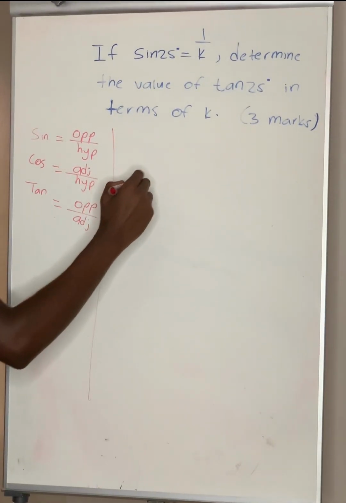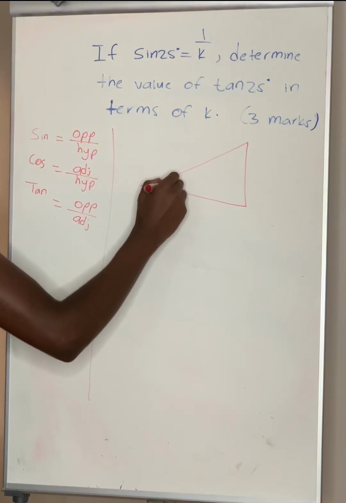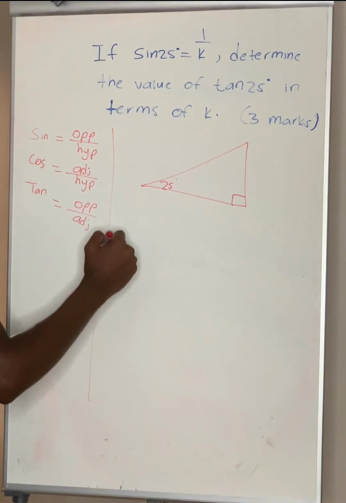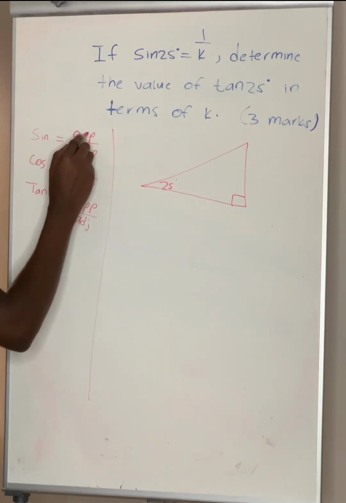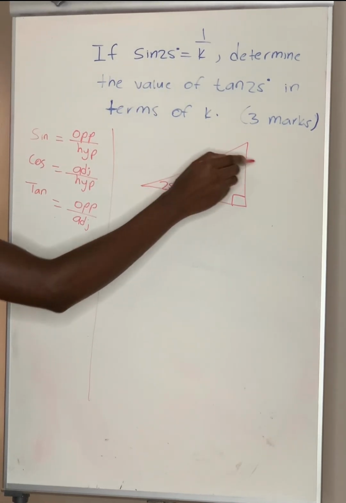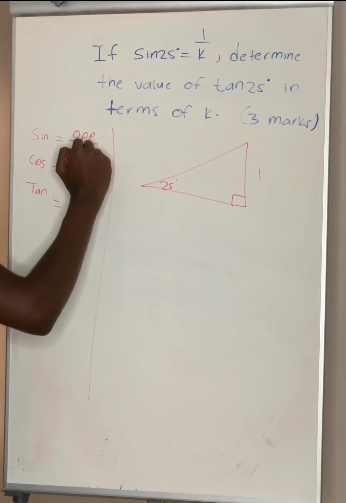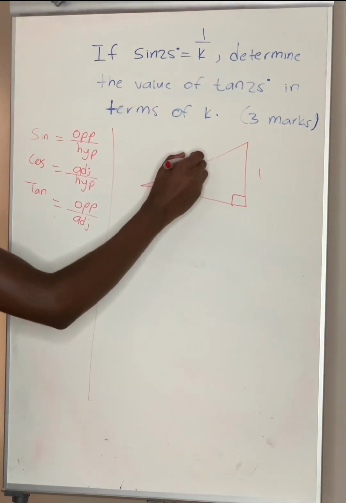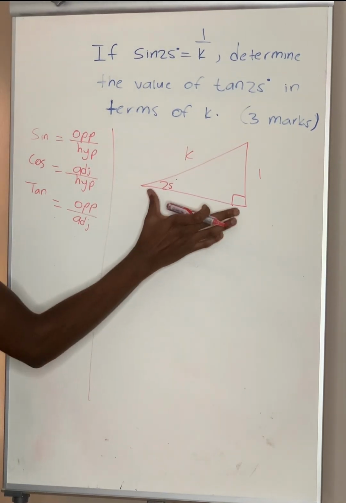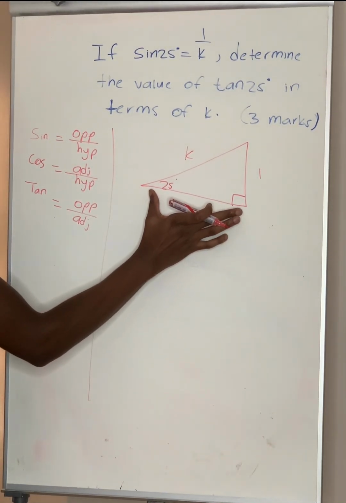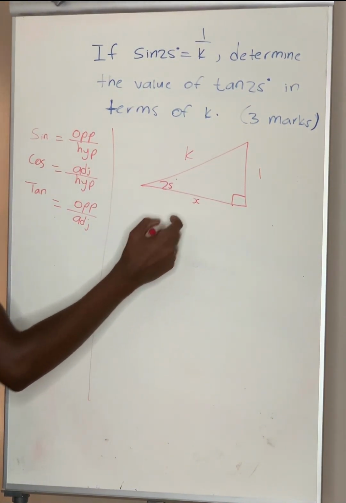So we need a special triangle, so let's draw a triangle over here. So we have 25 degrees, we have 90, and we are told that sine 25 is 1 over k. So sine is opposite over hypotenuse, so opposite to 25 we have 1, and the hypotenuse, which is on the denominator, is k. So our hypotenuse is this side, so it's k. Let's find the length of this side, because this is the remaining side. So let's just name this x. So we're finding the value of x.